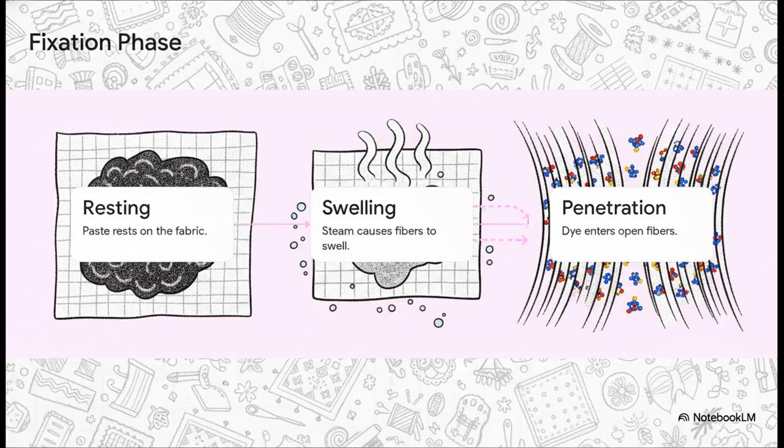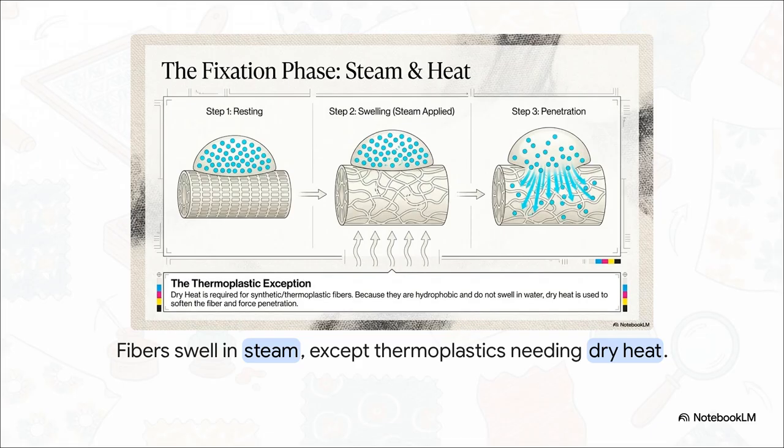First, the paste just rests on the fabric. Second, we apply steam, which causes the textile fibers to literally swell and open up, kind of like a dry sponge soaking up water. And third, as those fibers open wide, the dye molecules actually leave the thickener and penetrate deep inside the fiber structure. Check out how those blue dye molecules actually migrate from the dome of the paste all the way down into the swollen open fiber core once that steam is applied.